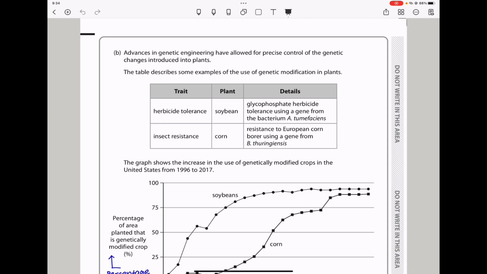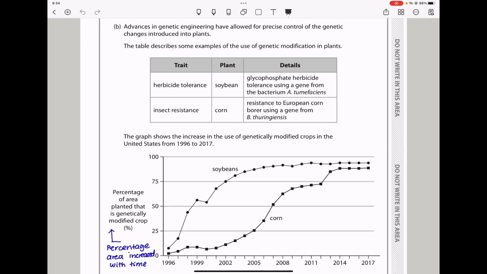In part B, advances in genetic engineering have allowed for precise control of genetic changes introduced into plants. The table describes some examples of the use of genetic modification in plants. For herbicide tolerance, we have soybeans, with glyphosate herbicide tolerance using a gene from Agrobacterium tumefaciens. And then insect resistance is present in corn, with resistance to the European corn borer using a gene from B. thuringiensis.